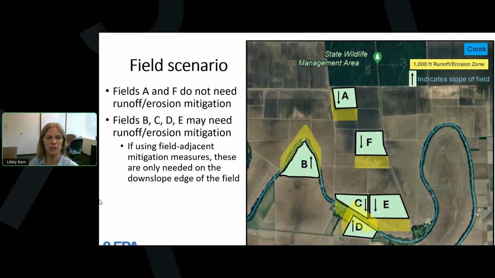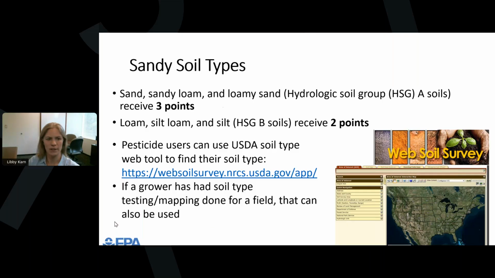But for now, we're going to shift gears to talk about mitigation measures for fields where runoff or erosion mitigation is needed. I'm not going to go into detail about every mitigation measure because there are a lot of mitigation measure options and we have limited time here today. But I'll highlight mitigation measures that EPA revised when the insecticide strategy was released in April 2025, and some mitigation measures that stakeholders have requested additional clarification on. I'll start with sandy soils.